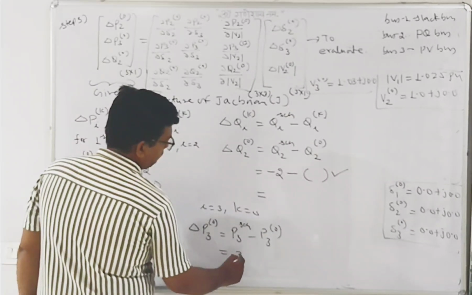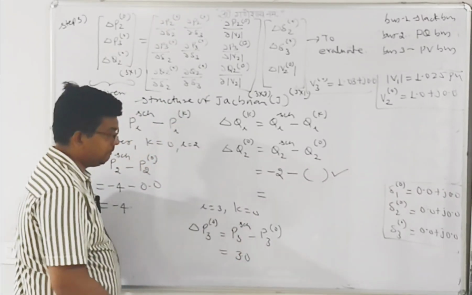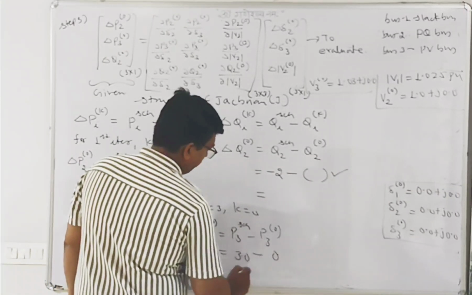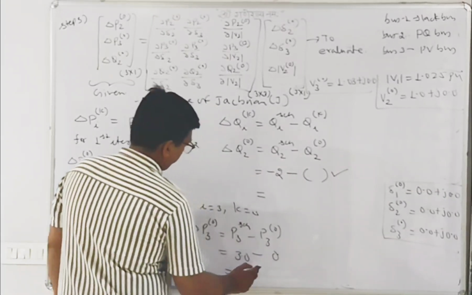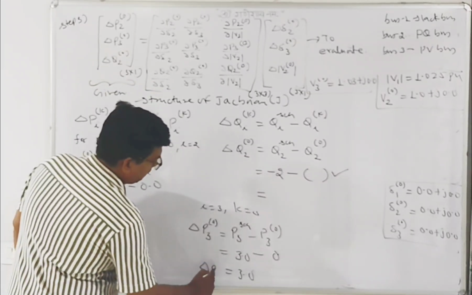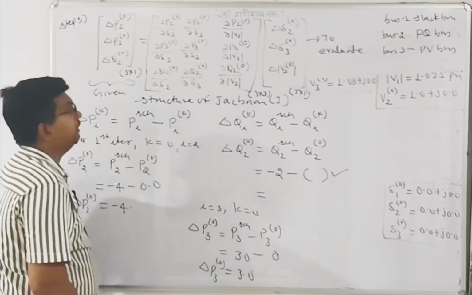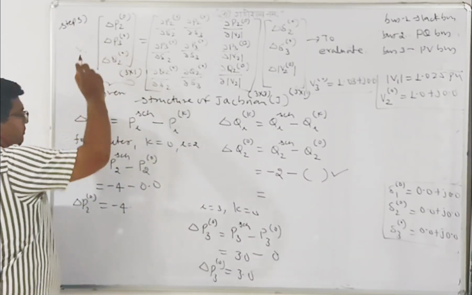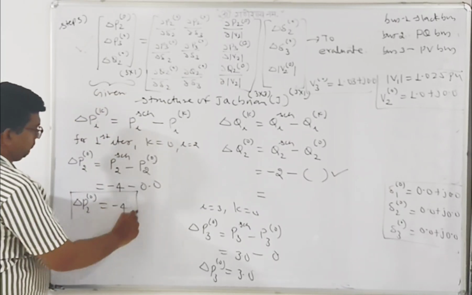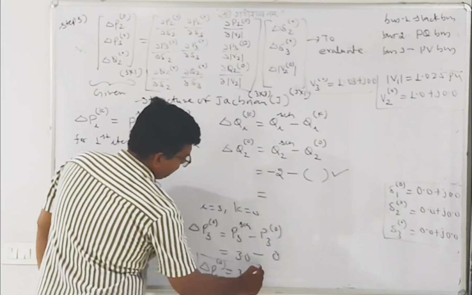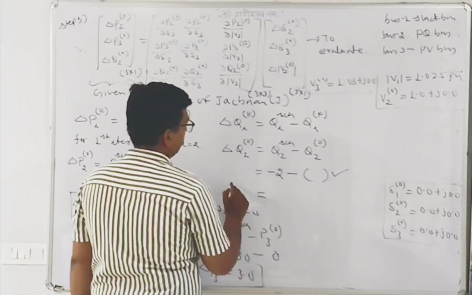Now P3 schedule is 3.0 because it is for the generator bus, and again P3 0 is 0. So what is this? 3.0. So basically we have determined the left hand side terms, that is this value and this value.